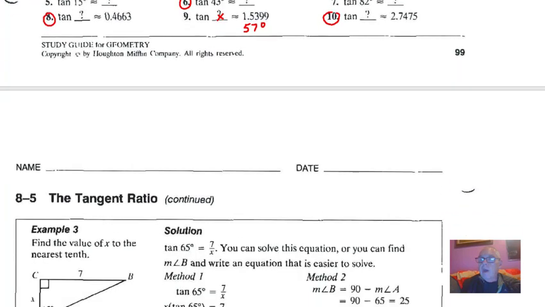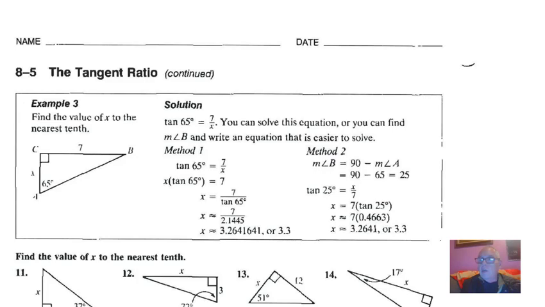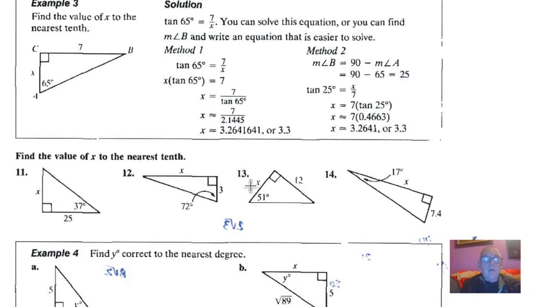Now this back side of the page is actually on one of the other pages in our packet. We're looking at number 11. We want to find x to the nearest tenth. We've got 37 degrees as our angle. Here's the hypotenuse, opposite the right angle. This is an opposite side. This is an adjacent side. Tangent is opposite over adjacent.